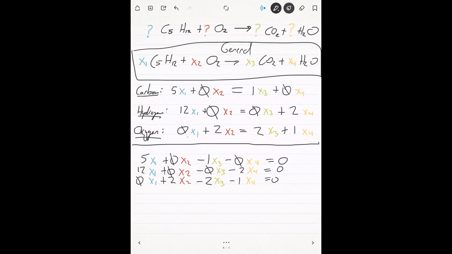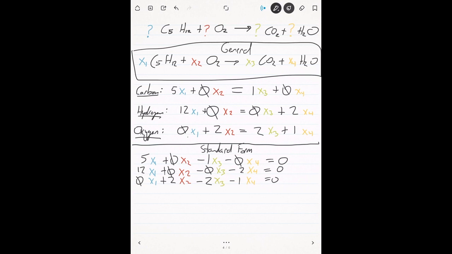the general chemical equation. And we said, really, there are three separate equations. You want to make sure the carbon equation is balanced, the hydrogen equation, and the oxygen equation. So we wrote those, and then we rewrote them so they're in standard form. So I'm going to label these as standard form. Once it's in standard form, we can go ahead and put this into a matrix.